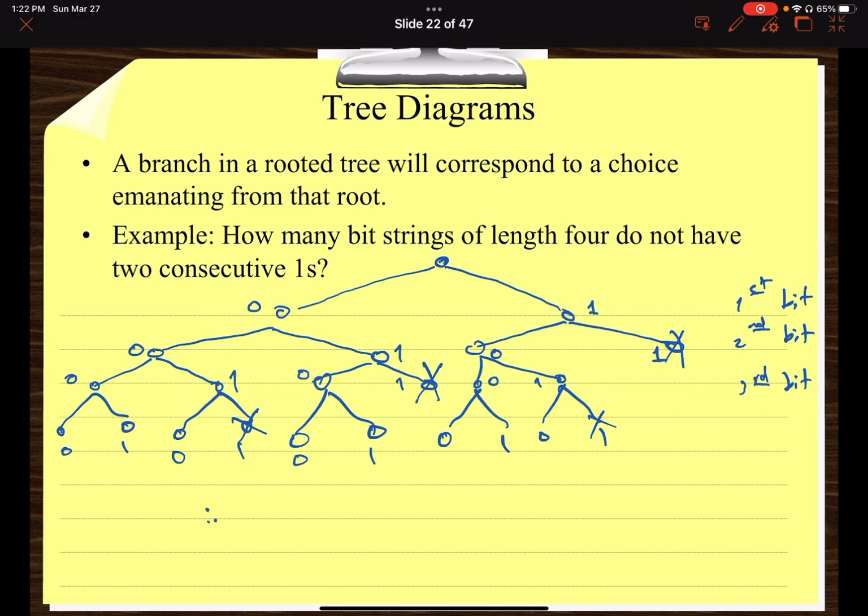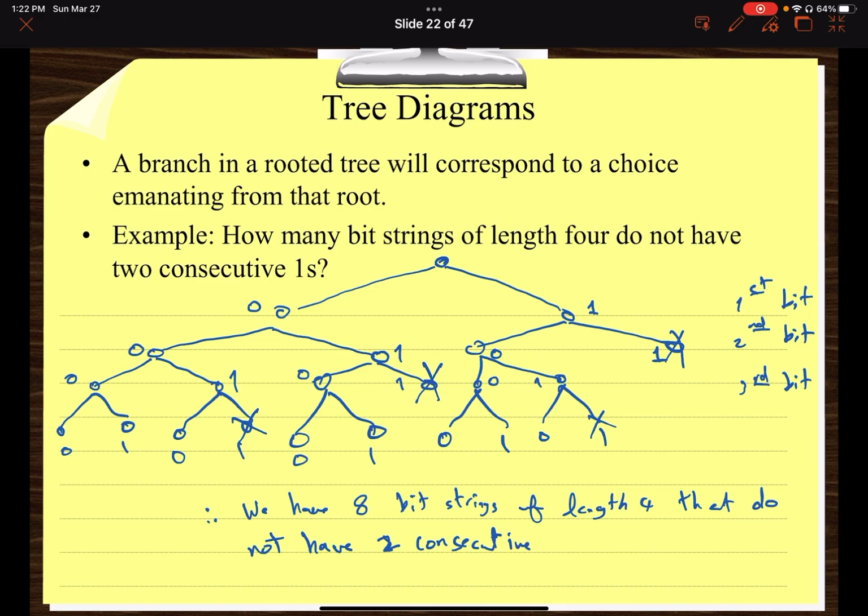So therefore, we have 8 bit strings of length 4 that do not have two consecutive ones. Okay? Right, let me ask you the following question.